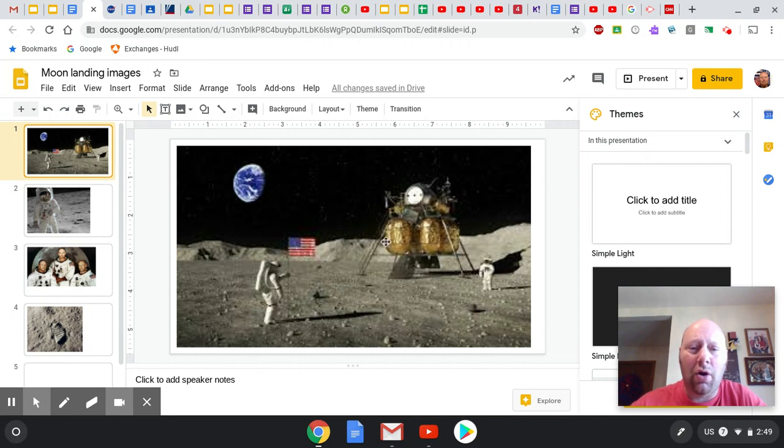But they left a bunch of trash and all kinds of other things that they'd had just so they would be able to take off again and get back airborne to meet up with the Michael Collins module to head back to Earth.